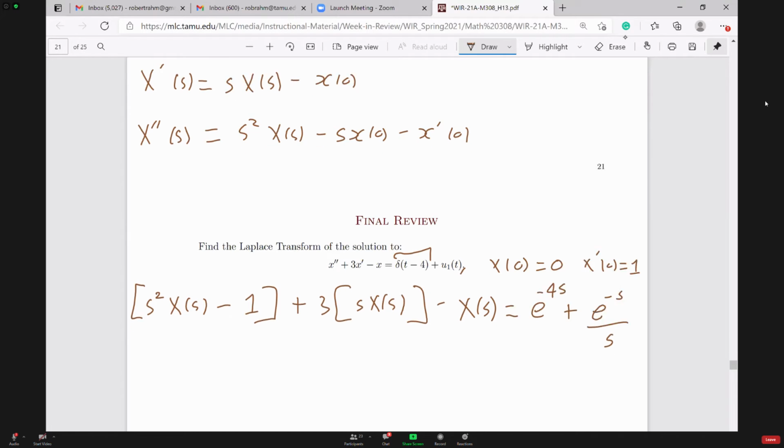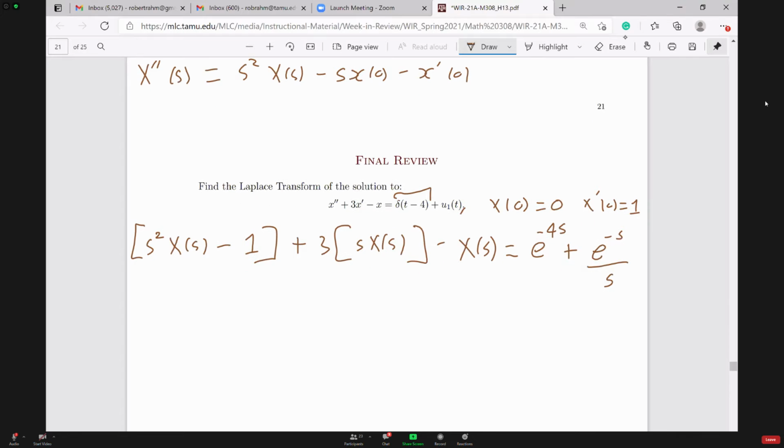Okay, so now I want to solve for x of s. So it's kind of a shortcut. On the left-hand side, you're always going to have x of s times the characteristic polynomial, so s squared plus 3s minus 1, and then we have the leftover parts, meaning the parts that are multiplied by x of s. So in this case, it's just minus 1. And this is equal to e to the -4s plus e to the -s over s.